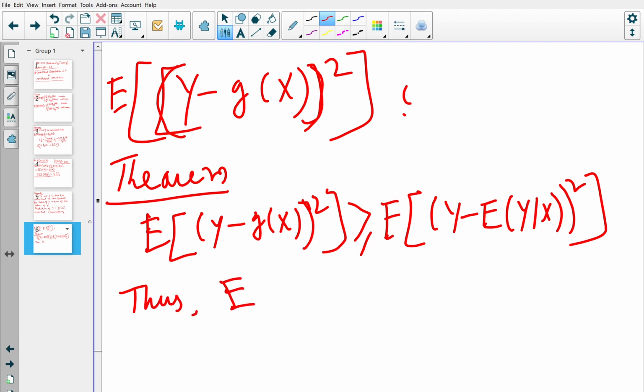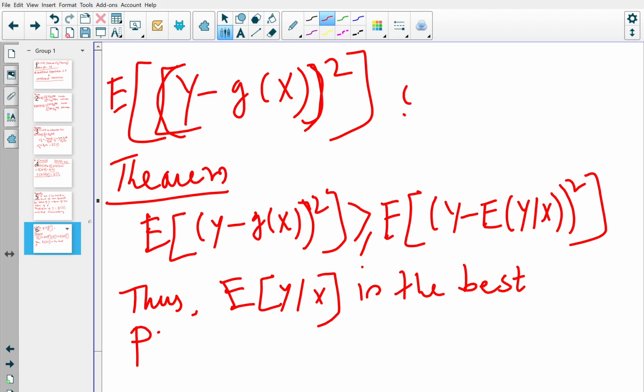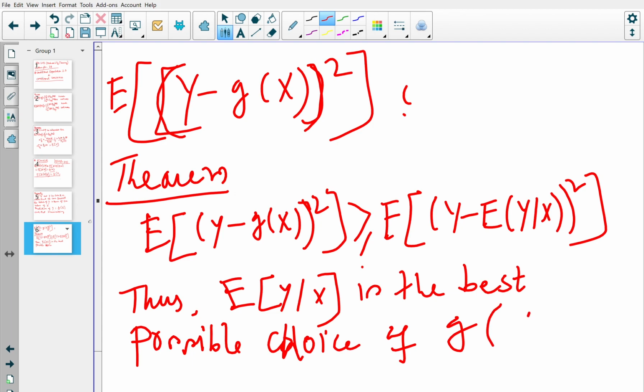So this expectation of y given x, which is a function of x, is the best possible choice of g(x). g(x) is also a function of x. So this is the best possible choice of g(x).